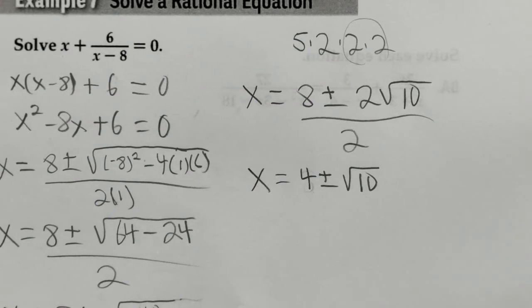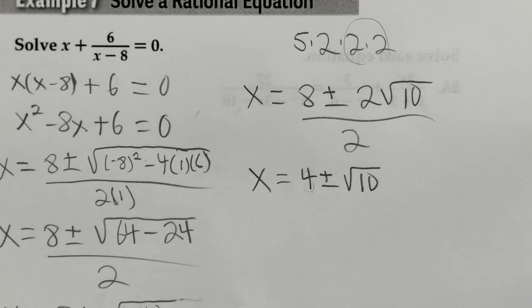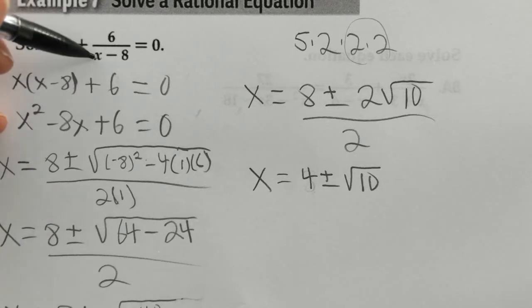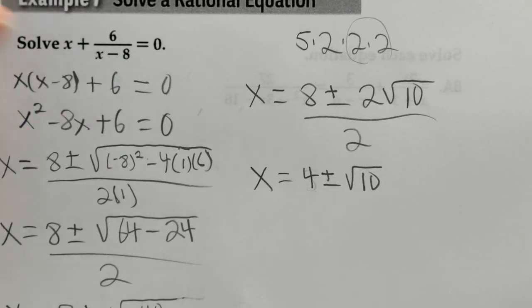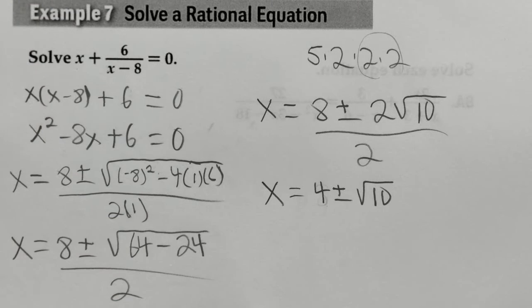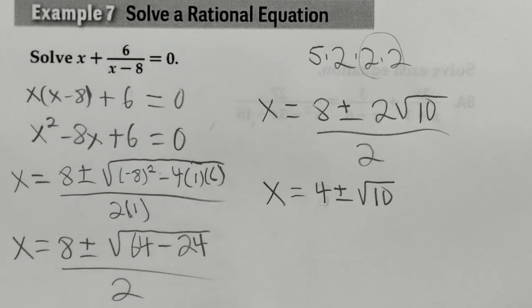Primarily what you're checking for as far as extraneous solutions are solutions that make you divide by 0. So if we got an answer of 8, we would throw that out because 8 minus 8 is 0. That's basically what you're checking for as far as extraneous solutions are concerned.